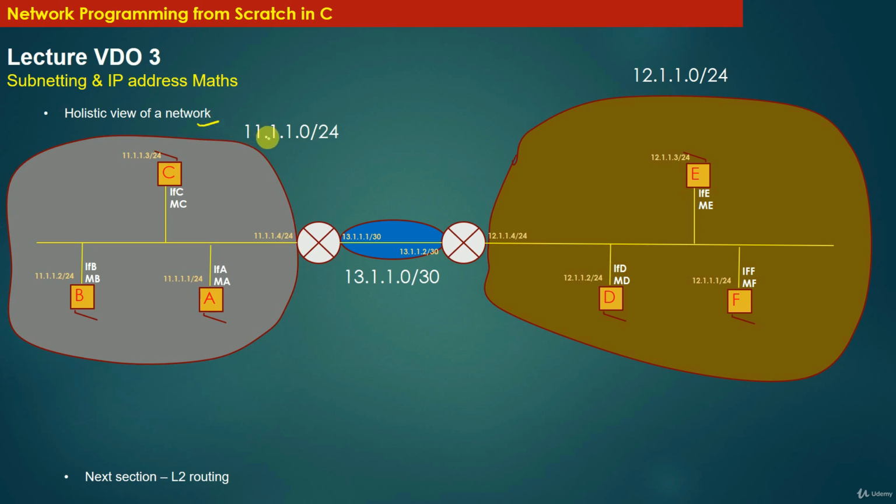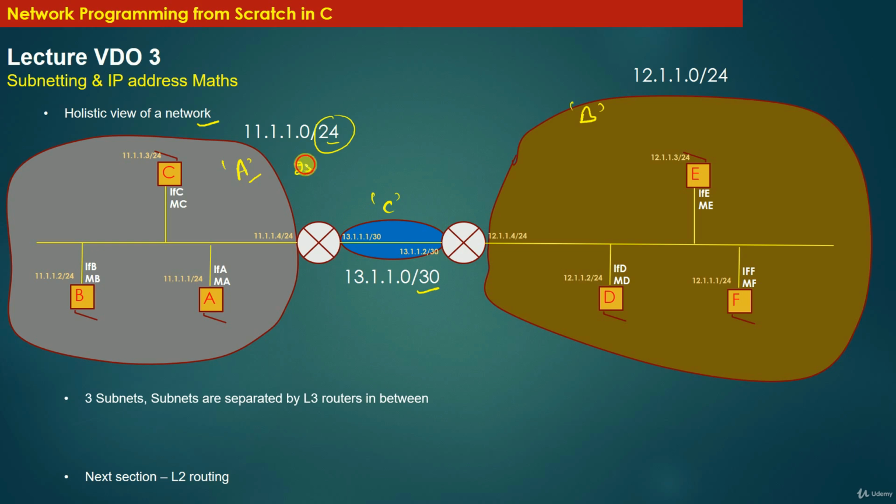Finally, we will take a look at a holistic view of a network, that is, how networks are usually formed and organized. You can see that in this example there are three subnets. This is subnet A, which has the subnet ID 11.1.1.0/24, and subnet B, which has the network ID 12.1.1.0/24, and subnet C, which is a subnet on a point-to-point link, and it has the network ID 13.1.1.0/30.